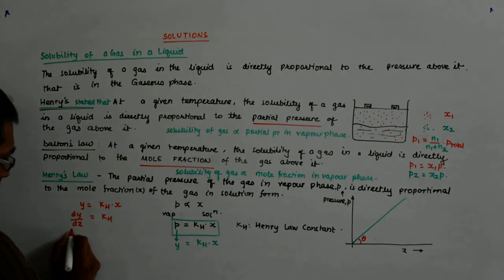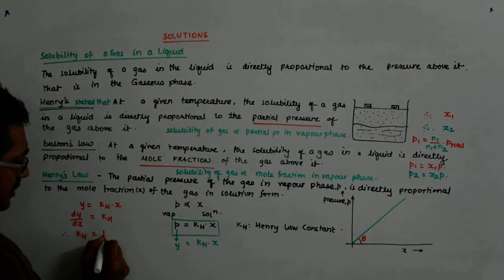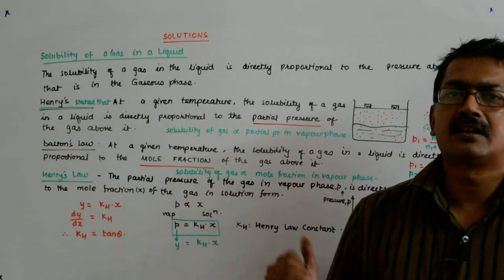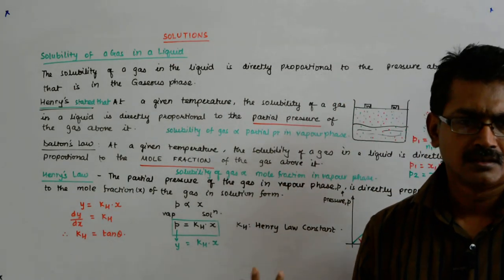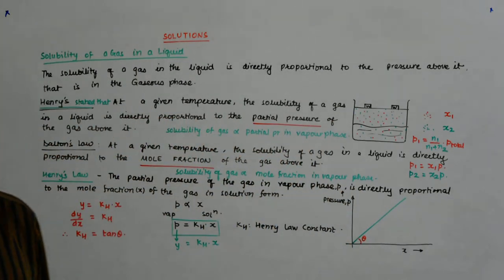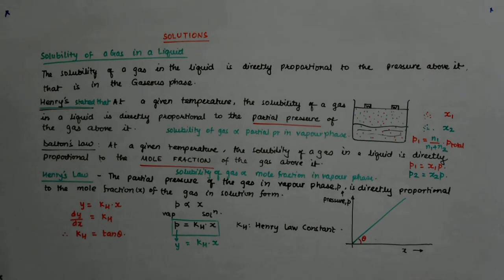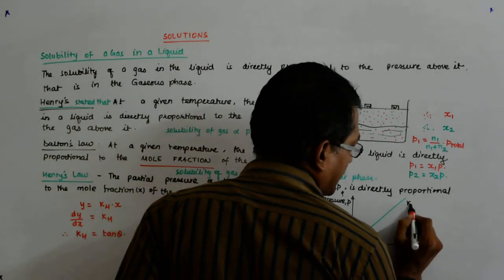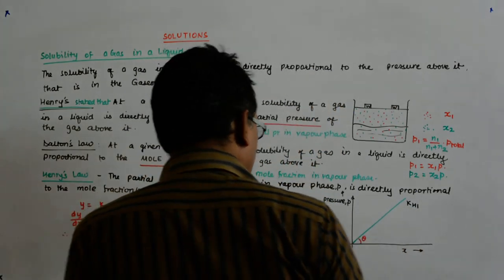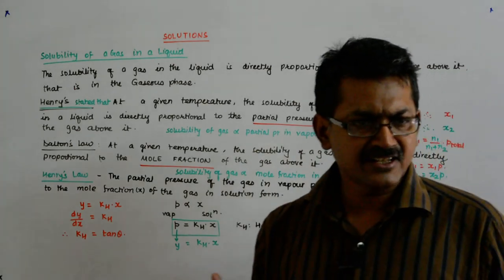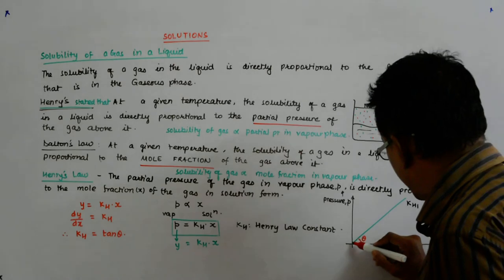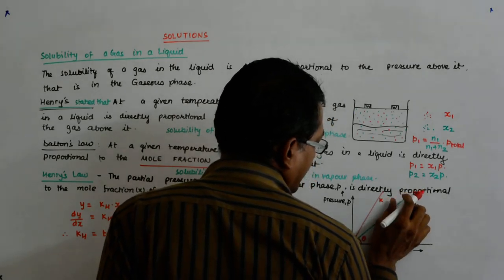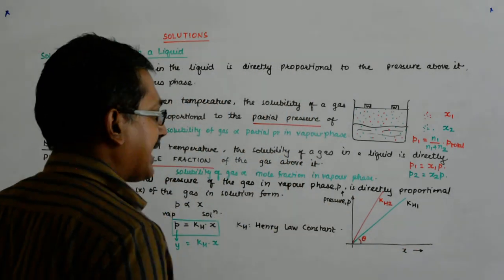We understand. Therefore, KH is nothing but tan theta. Correct? And it is a constant. It should be. For a line, the slope is constant at every point. That supports what we know. Now what? If this is say KH1, and there is another gas. Obviously, the gases will have different KHs, right? So let us say there is another gas and it is something like this, and I call this KH2, the red line, okay?